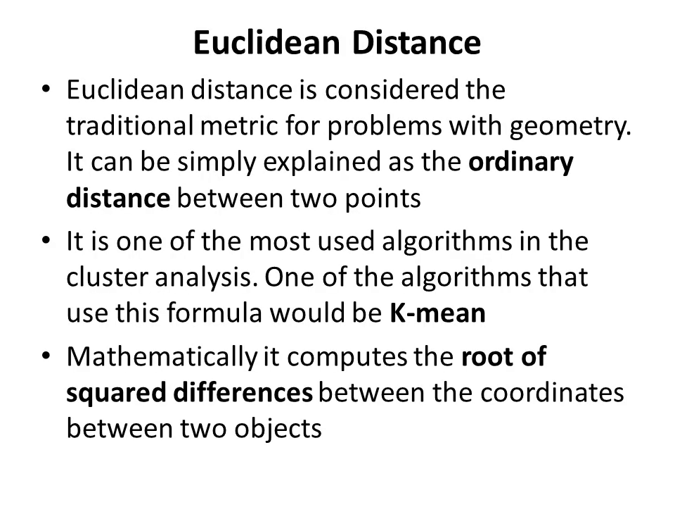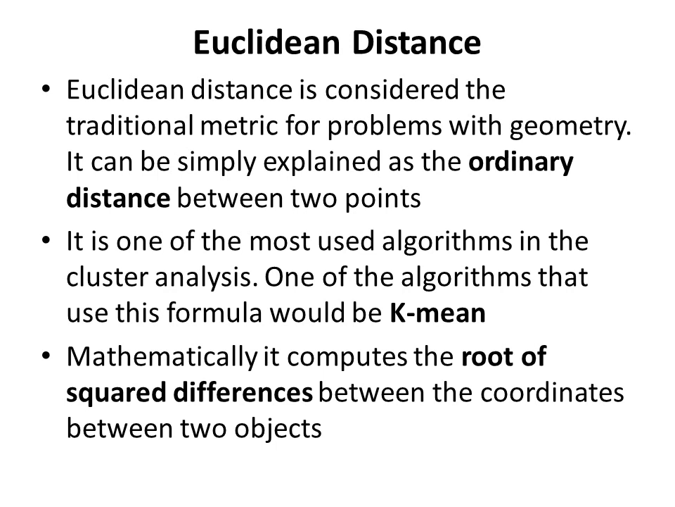Euclidean distance. Euclidean distance is considered the traditional metric for problems with geometry. It can be simply explained as the ordinary distance between two points. So Euclidean distance is nothing but the ordinary distance, how we calculate the distance between two points. It is one of the most used distances in cluster analysis. One of the algorithms that uses this formula is the K-means algorithm, which commonly uses Euclidean distance.